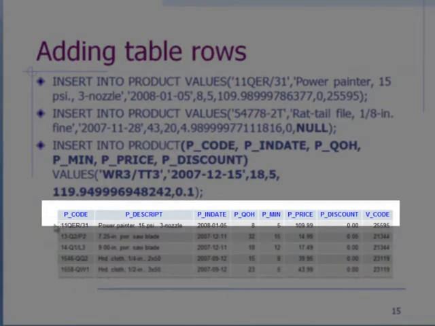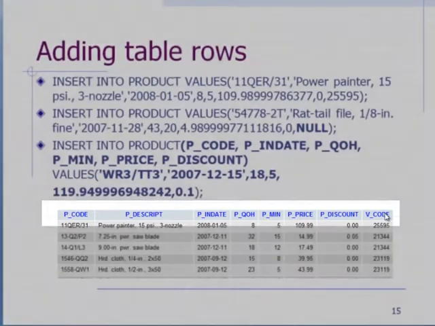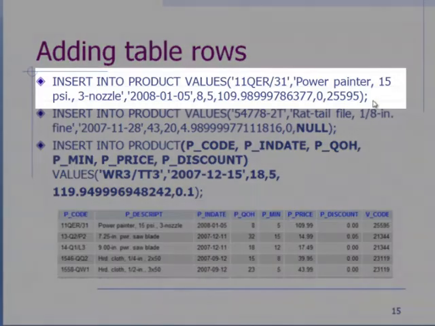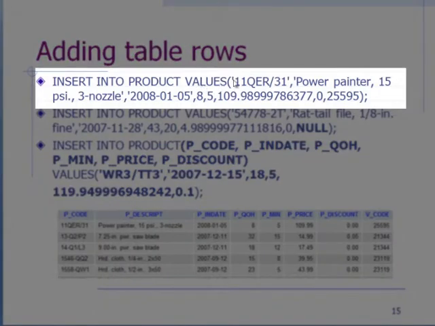So in the product table, how many columns do we have? Product code as the primary key, and we have product description, in date, quantity on hand, minimum quantity, price, discount, and vendor code as the foreign key. So in total we have 1, 2, 3, 4, 5, 6, 7, 8 columns. Here, in the first insert statement, after values, we have to specify the value for each column.